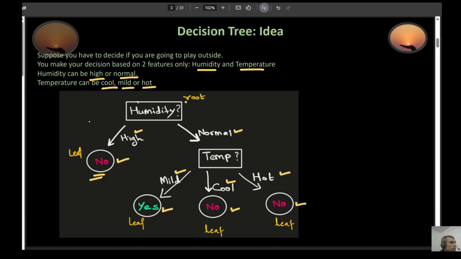This one right here is called a root node. The ones at the bottom right here are called your leaf nodes in decision tree terminology. Right here, this is a leaf, this is a leaf, and this one is also a leaf. These right here are called branches, all of these.